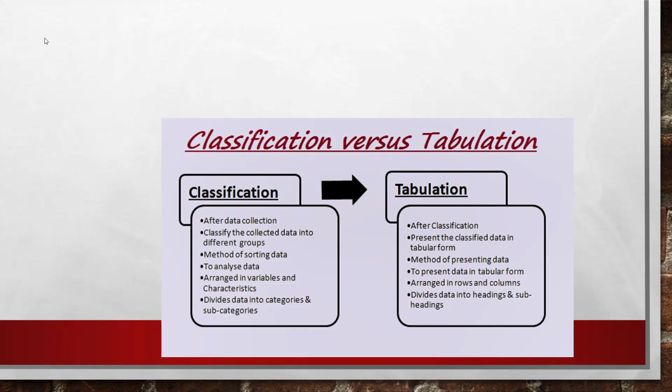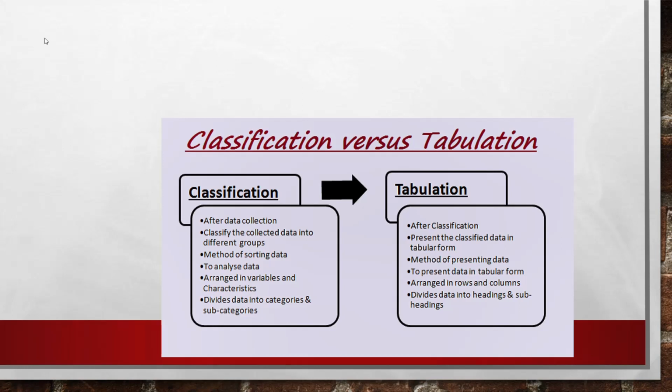Classification is done after data collection. We know that editing, coding, then the next step is classification, and after classification it is tabulation. In classification we are just classifying the data into different, homogeneous groups. In tabulation, we present the classified data in tabular form, in rows and columns. Classification is just the method of storing data, whereas tabulation is the method of presentation of data. Classification helps to analyze the data, whereas tabulation helps to present the data in tabular form.